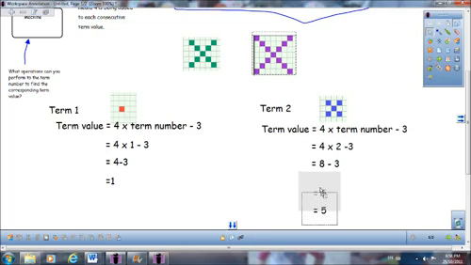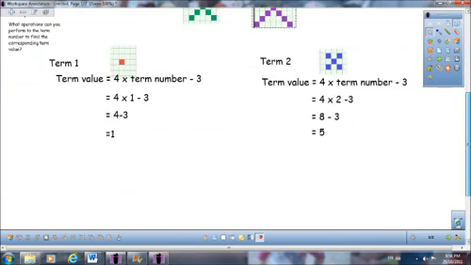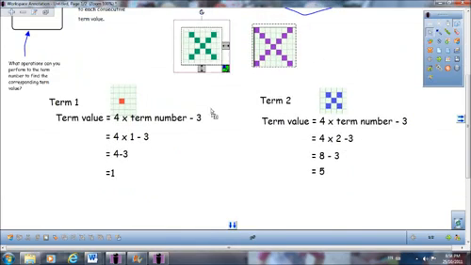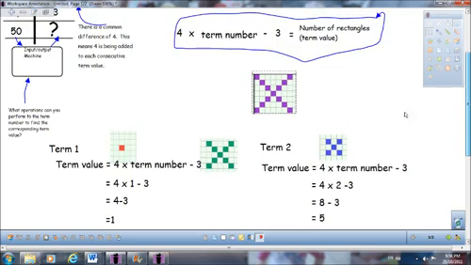Okay, so what does this mean? We need to go back to our table of values, or we can look to the shape itself. Do we have 5 rectangles in our shape? Is the term value equal to 5? And if we use our equation to find term value, when we put in the term number, term number is 2, we get 5 as our answer. The equation works twice. Test it one more time for the third, and if it works, then we can use our equation to help us find how many rectangles are in the 50th term number.